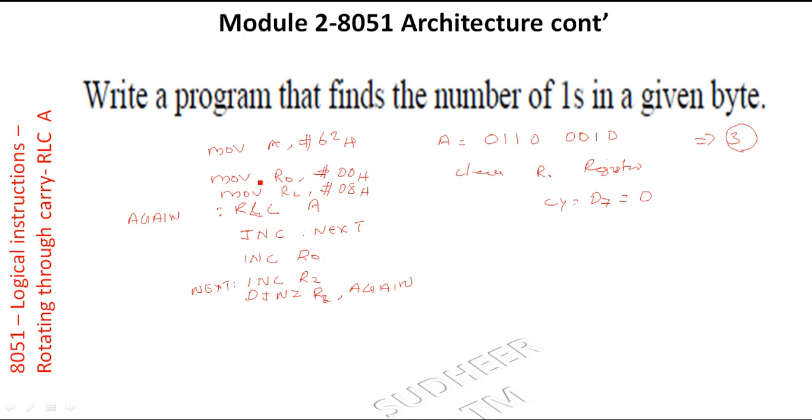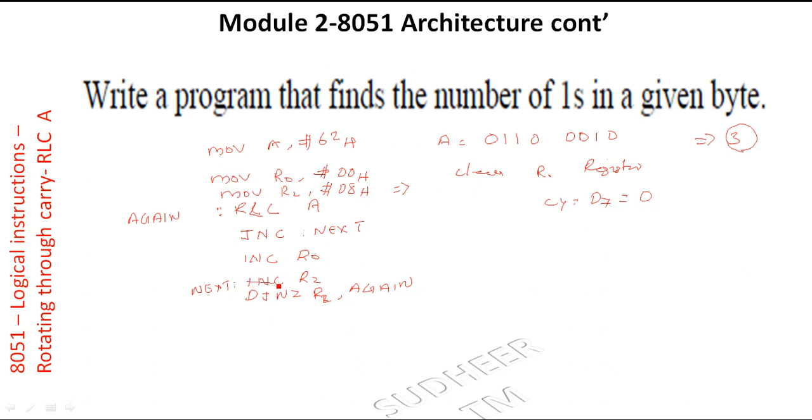Let us see what will happen here. Our content of A is 62, and we cleared our R0 to hold the count of how many ones, and we have the count of 8 times we need to do the rotation. First it will perform the RLCA. While performing RLCA, the carry flag is equal to D7, and now D7 will be modified to D6. Then jump on no carry. Yes, it is now no carry, so it will skip these instructions.